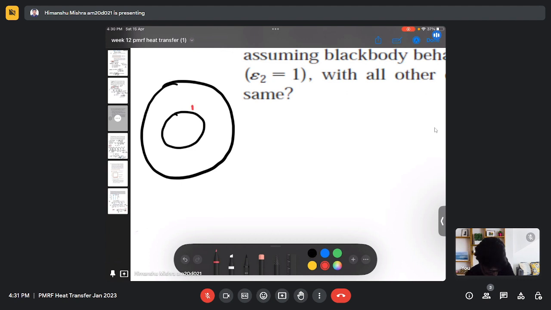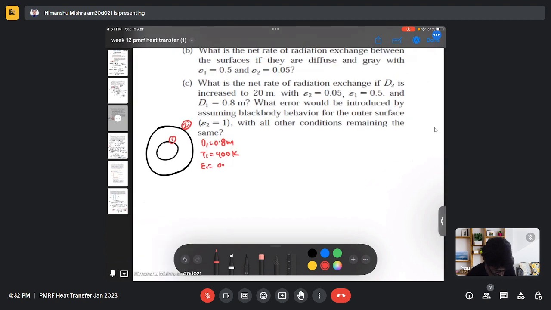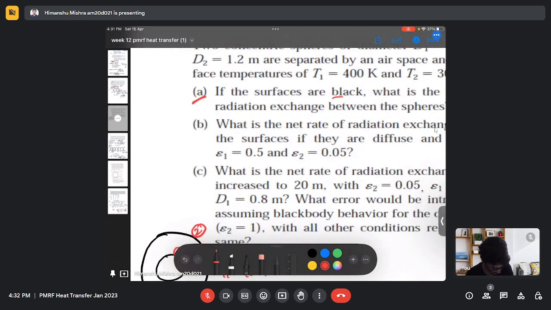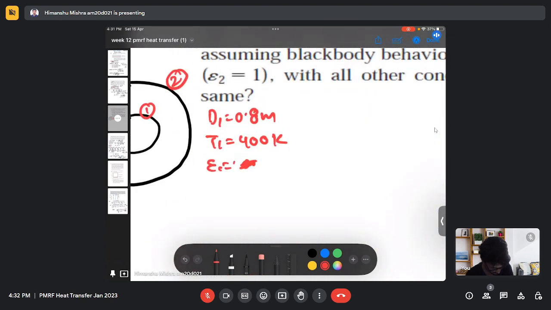So let's say this is my surface 1 and this is my surface 2. For surface 1, the diameter is 0.8 meter, temperature is 400 Kelvin. Oh, we are solving the first part. In the first part, the surfaces are black, so for now the emissivity is 1. And for surface 2, the diameter is 1.2 meter and temperature is 300 Kelvin.